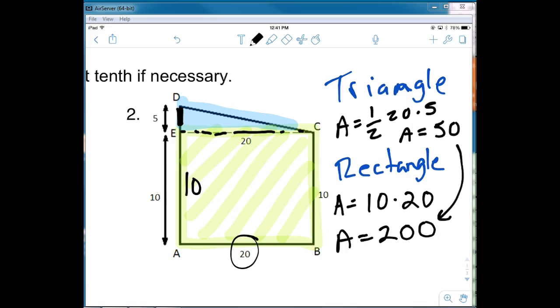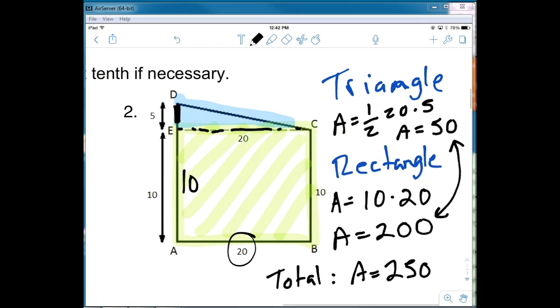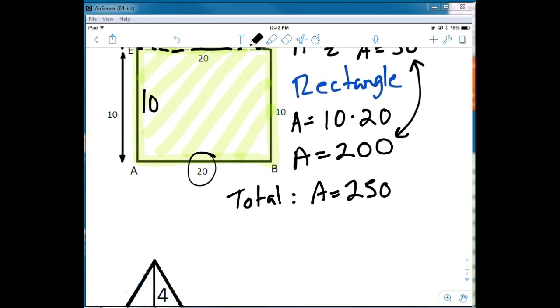Now adding these two things together, 50 and 200, your total area is 250. We do not have units on here, so I would just put square units.